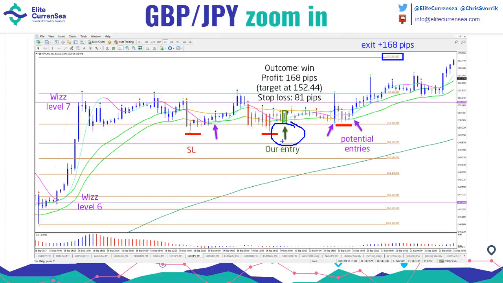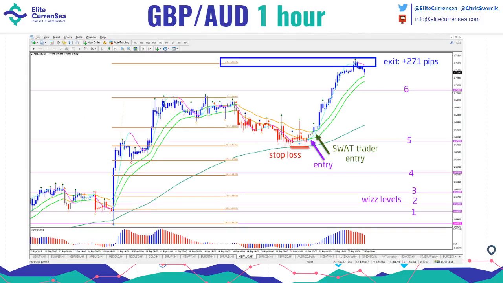So what is the decision zone in this case? The moving averages and the Wiz levels, right? What is the trigger? The trigger was our SWAT candle or SWAT arrow. And what is the entry? Entry was right here, and the exit was right here. So great trade on the pound yen.